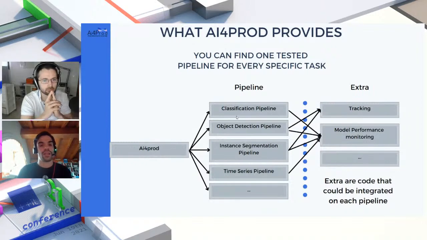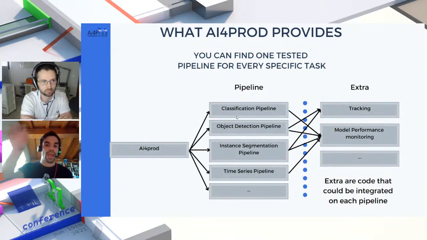Tracking, you cannot track through a classification methodology. You cannot track time series, for example. Tracking is really suitable when you have an object detection pipeline or an instance segmentation pipeline. So if you want to add tracking capabilities to your object detection task, you can take this extra module and put it on top of the pipeline that you already find inside Ai4Prod.